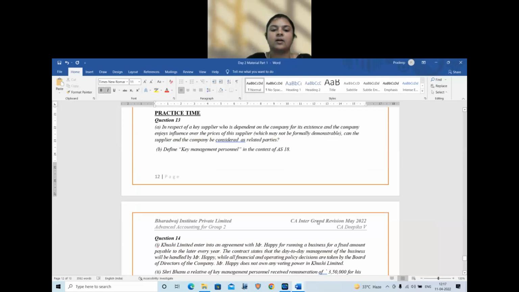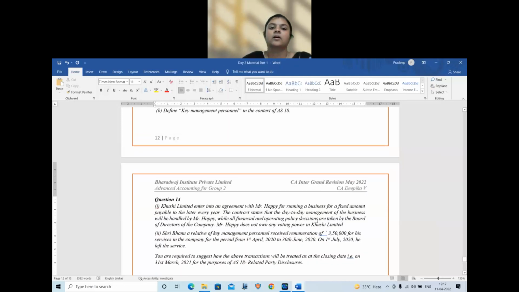14. Kushi Limited entered into an agreement with Mr. Happy for running a business for a fixed amount payable to the latter every year. The contract states that day-to-day management of the business will be handled by Mr. Happy, while all financial and operating decisions are taken by the board. So only day-to-day operations Mr. Happy is going to handle.